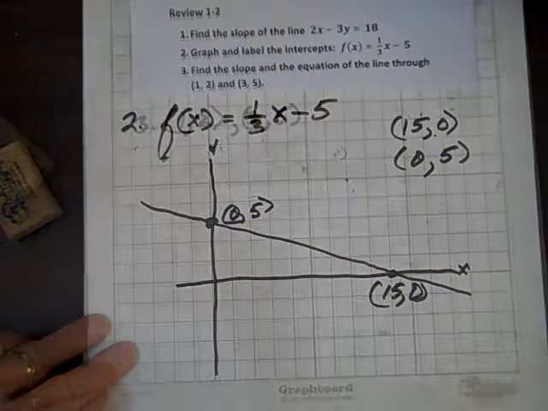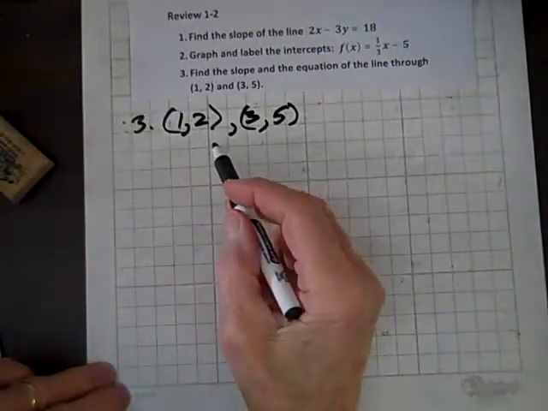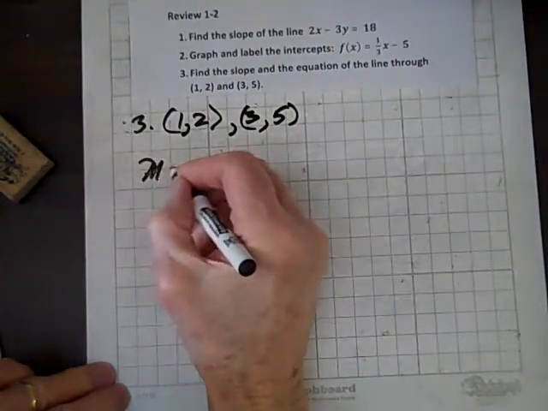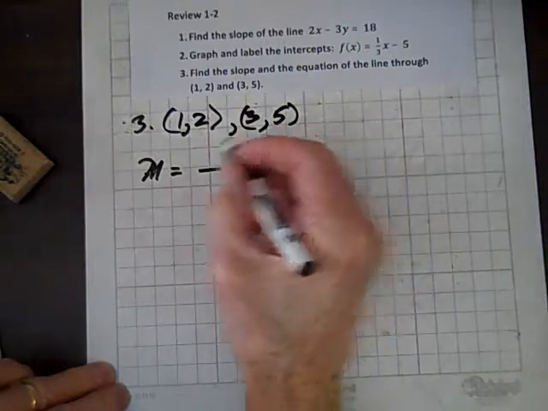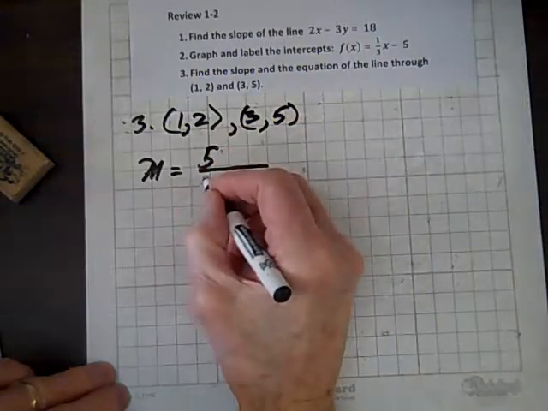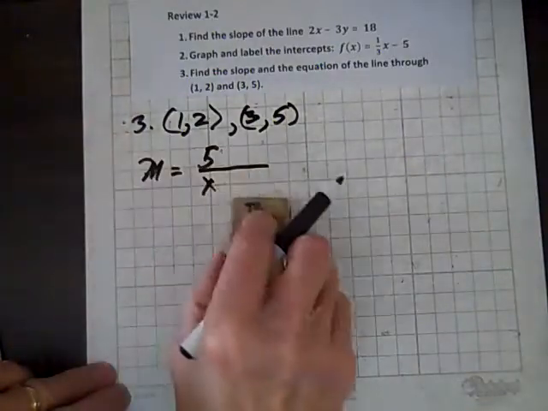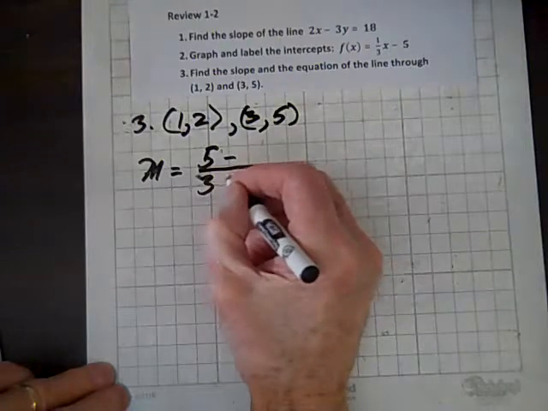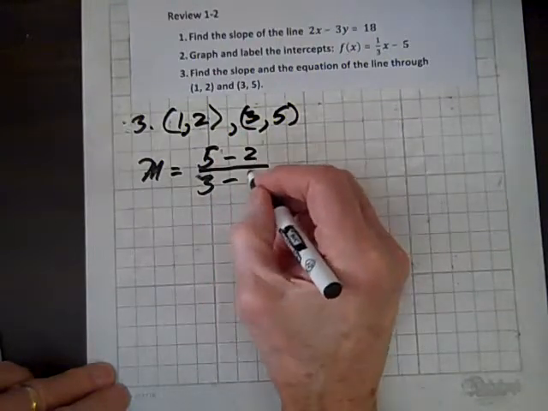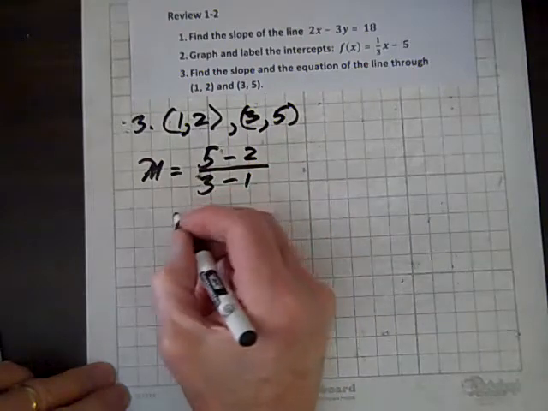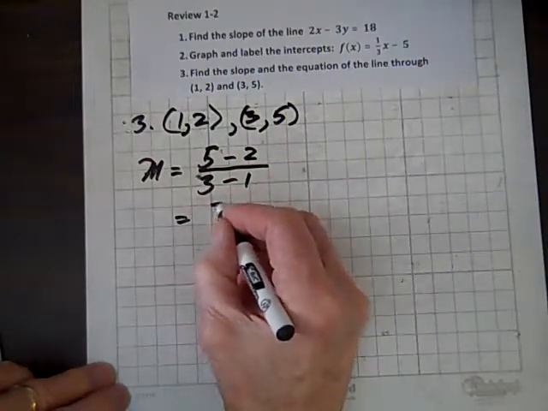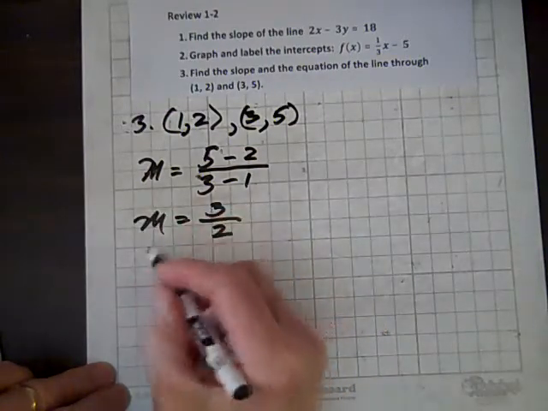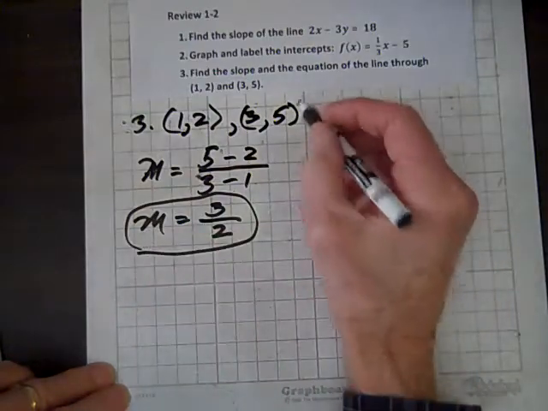And we've done it. So for number 3, we have to find the slope and the equation of the line through these 2 points. So m equals, and I'll stack y on x, the change in y over the change in x, and that equals 5 minus 2 is 3, and 3 minus 1 is 2. So m equals 3/2. So we've got that much done.